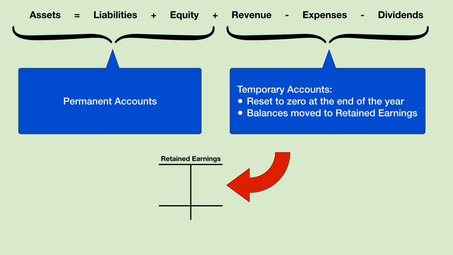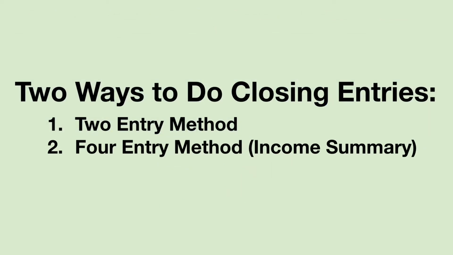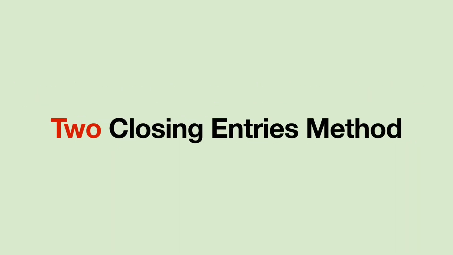The way that we do that is we transfer all of the balances of the temporary accounts to retained earnings. There are two ways of doing this. Some textbooks use the 2-entry method, and other textbooks use the 4-entry method. First, I want to explain the better method, in my opinion, the 2-entry method.